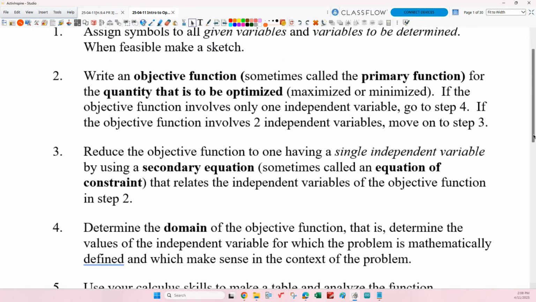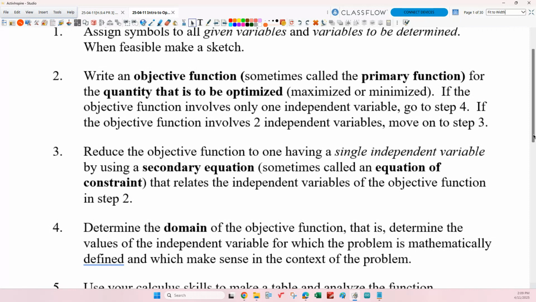If we end up with more than one, and for you guys more than one at this level means 2, if we have 2 independent variables, then we need to go to step 3, because we've got to reduce that objective function to a function of one variable. How are we going to do that? With a secondary equation. We need some other equation that's going to relate the 2 independent variables.